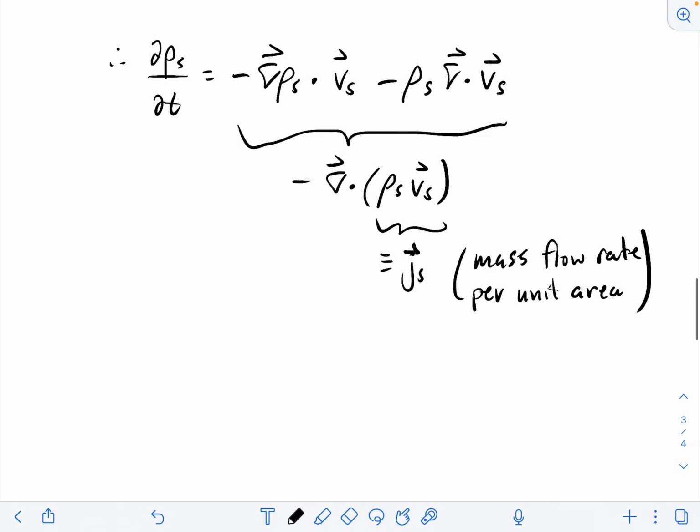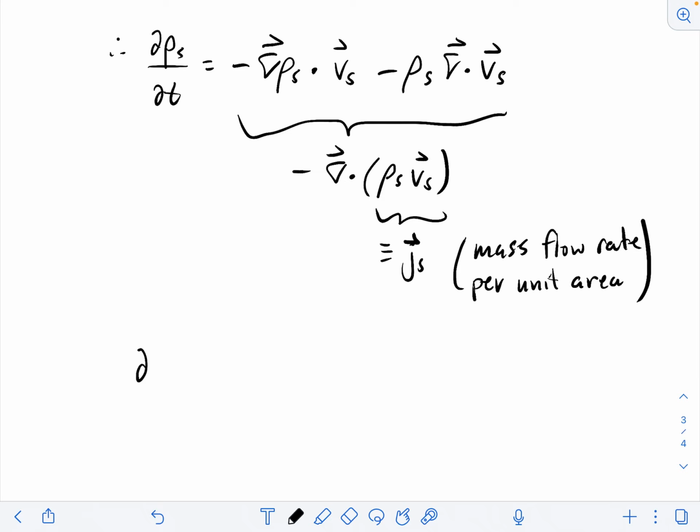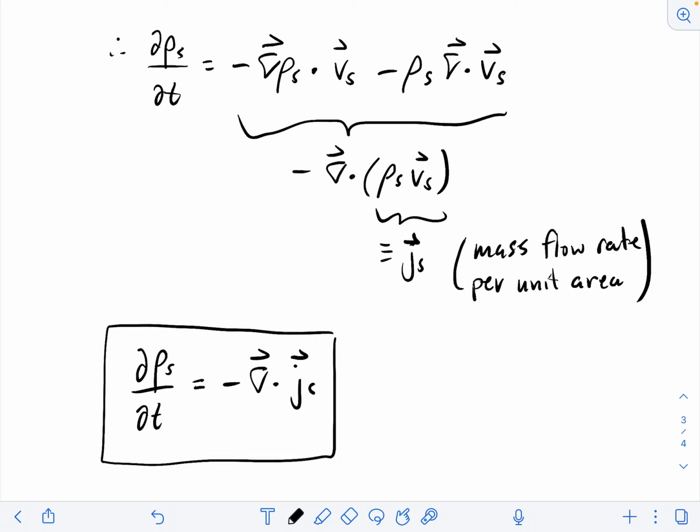So the final version of this expression, which we got from the imaginary part of the time-dependent Schrodinger equation, is d rho s dt is equal to minus the divergence of Js. And this is known as the continuity equation for the superfluid component in our two-fluid model.